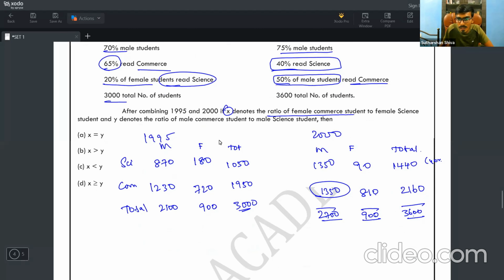X is the ratio of female commerce students to female science students. It means you should take female commerce students of 1995 and female commerce students of 2000, and female science students of 1995 and female science students of 2000. In the same way, Y denotes male commerce students to male science students. So in the same way, I take the data.